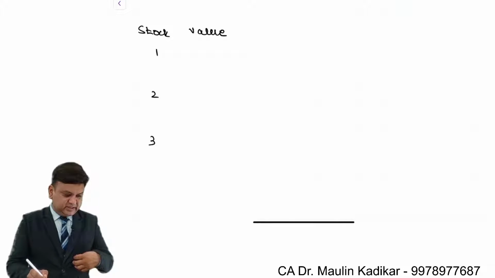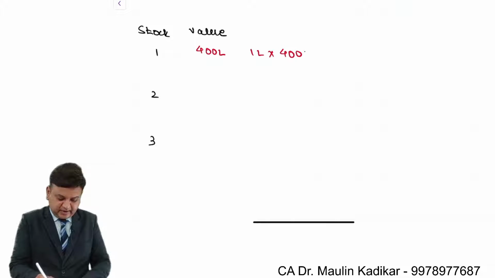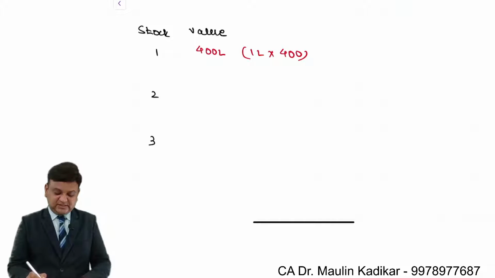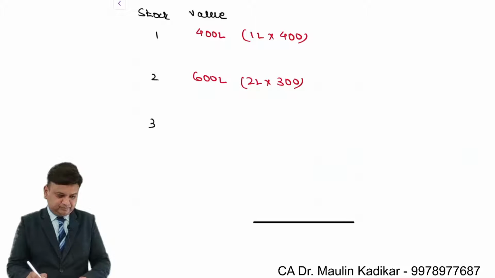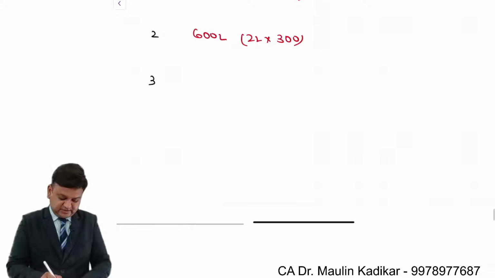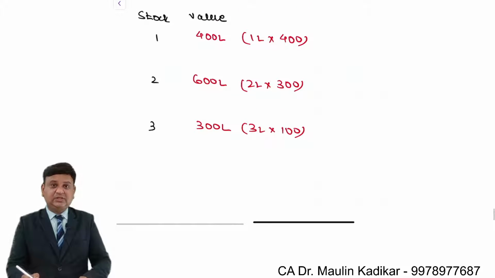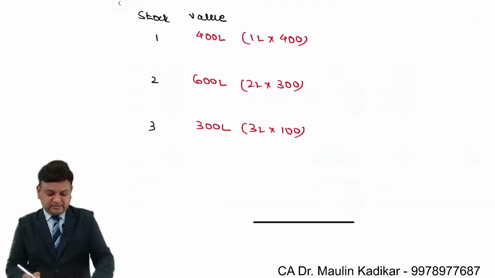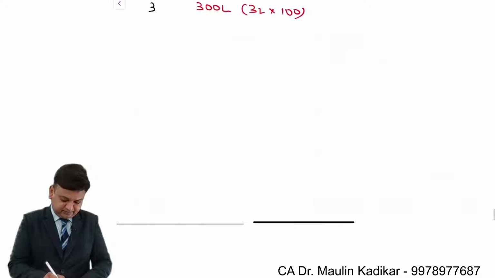Value. It is an amount of rupees 400 lakhs. So it is 1 lakh into 400. Then it is 600 lakhs, that is 2 lakh into 300. Then it is 300 lakhs, it is 3 lakhs into 100. This is the way the total value is found: 400 plus 600 plus 300, that is 1300 lakhs.